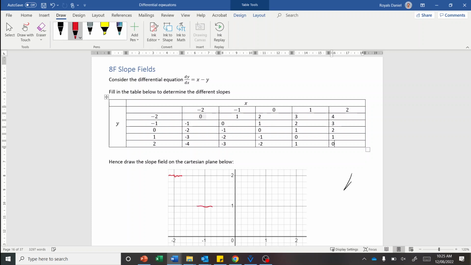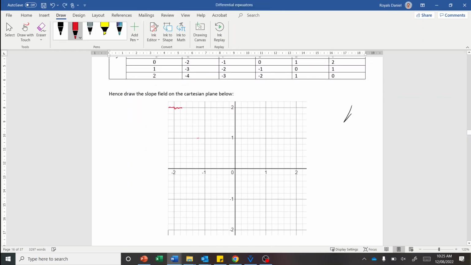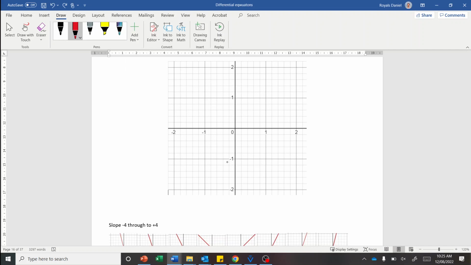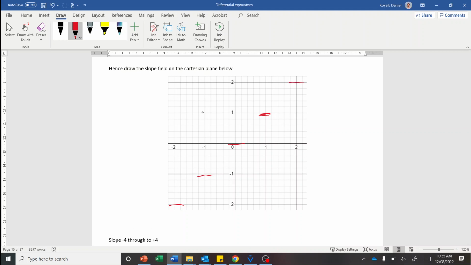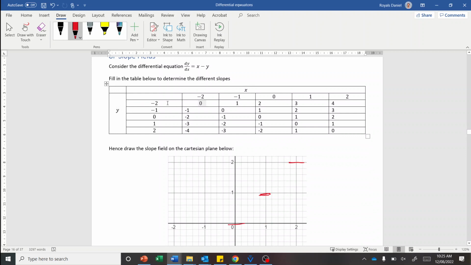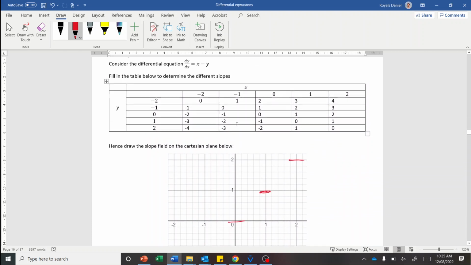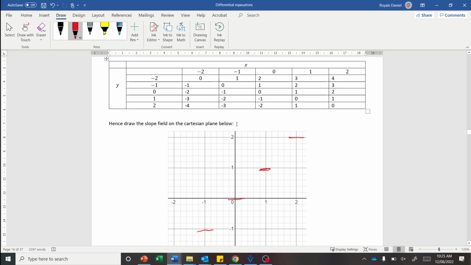Sorry, that's in the wrong spot. I've drawn it in the positive section. I need to come down a bit, down here. So minus 2, we have a slope of 0. Minus 1, a slope of 0. There's a slope of 0. There's a slope of 0. And then up here, a slope of 0 as well. All right, so all I've done there is filled in the diagonals. When x is minus 2, y is minus 2, the slope is 0. x is minus 1, y is minus 1, the slope is 0. Excellent.